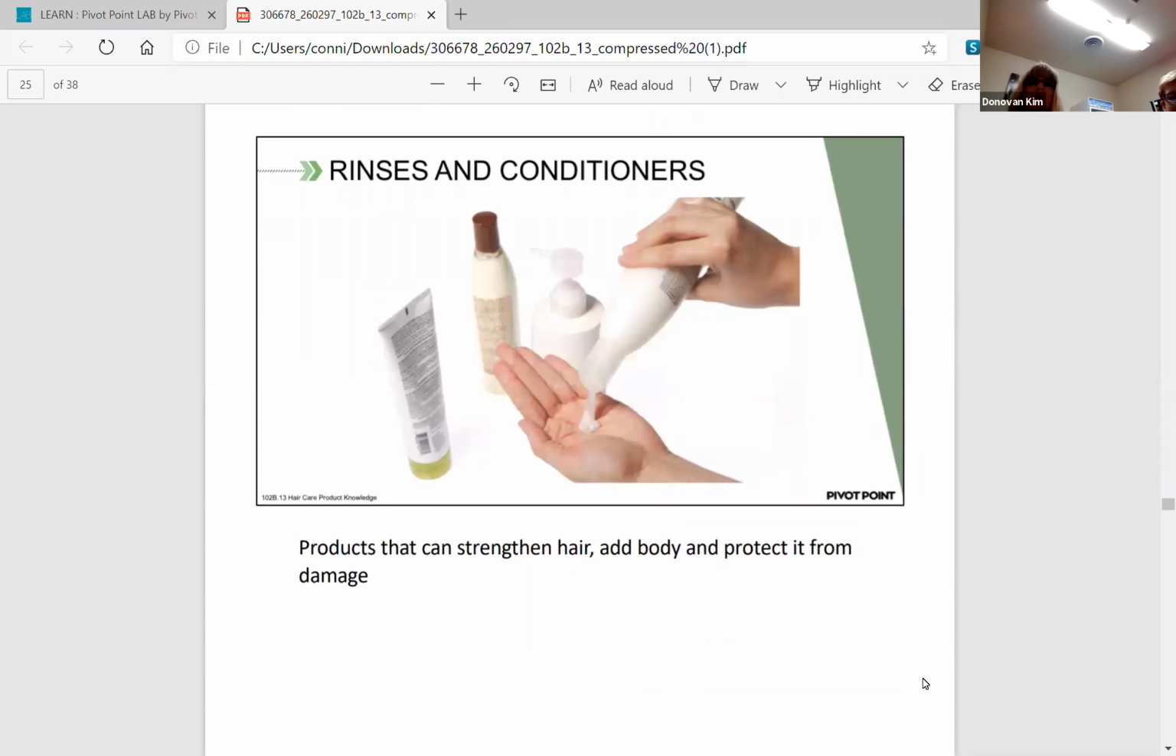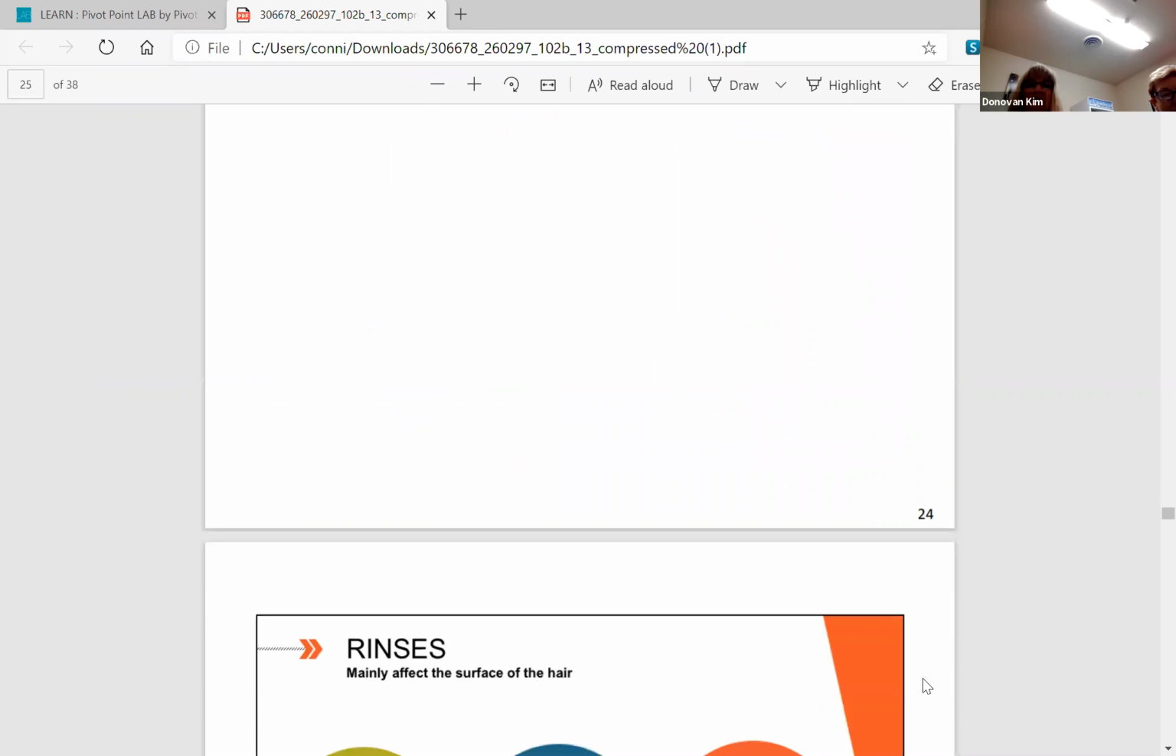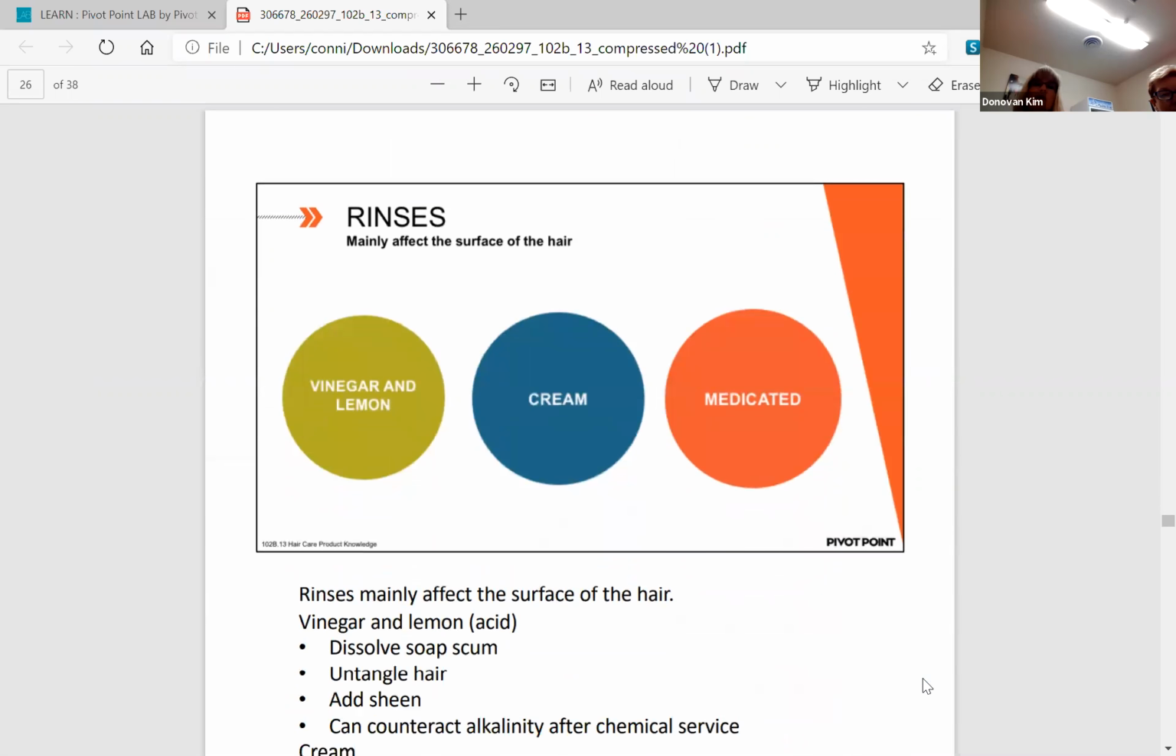So then we're going to move on to rinses and conditioners. This is a big category too, with lots of different ones within the categories. These are products that can strengthen your hair, add body, or protect it from damage. Rinses mainly affect the surface of the hair.